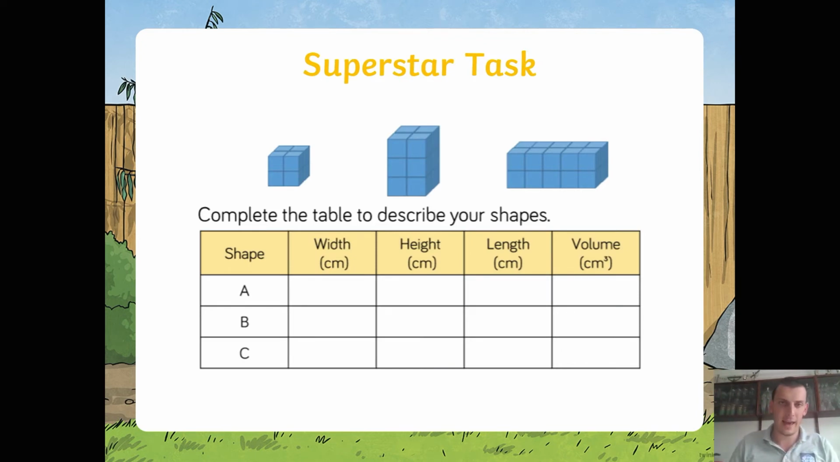Superstars, you're now going to have a go at this. As we know, to work out the volume, we need to do the width times the length times the height. I've created this table for you, which I hope is going to help you. You're going to find out the volume of each of these shapes. The first thing you need to do is find out what the width is, what the height is, and what the length is.